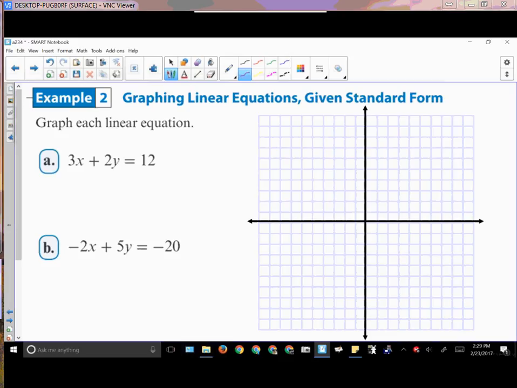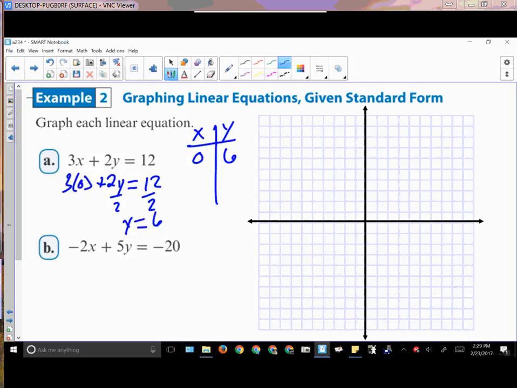What I definitely suggest you do first offhand, we're going to take a look at X and Y. We're going to put 0 in for X. Whenever you have something in standard form, it's a pretty good bet that you'll be able to graph it out like this and then draw your line and you're done. So if I put in 0 here, that means 3 times 0 plus 2y is equal to 12. The 3 times 0 is nothing, right? Divide by 2, divide by 2, so y is equal to 6. Does that make sense?